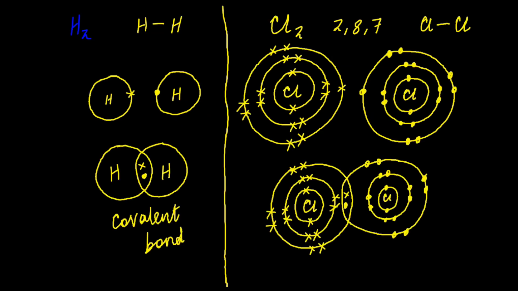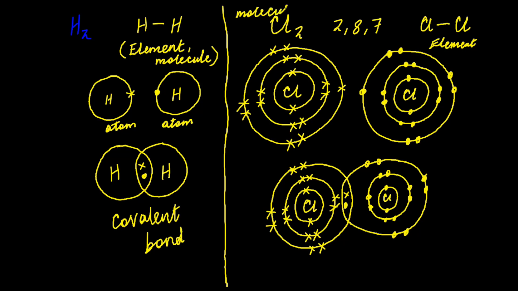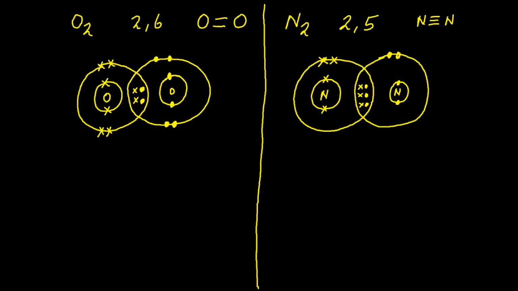If you look at hydrogen, now this is an element and a molecule, H2, made up of 2 hydrogen atoms, right? 2 hydrogen atoms make up 1 molecule. Likewise, Cl2 is an element and Cl2 is actually a molecule which is made up of 2 chlorine atoms. Is it clear? Now look at oxygen.